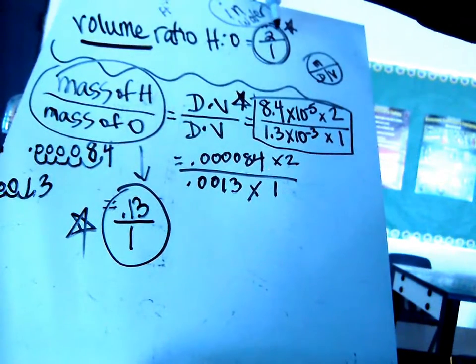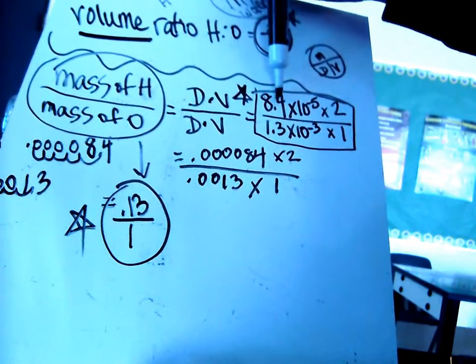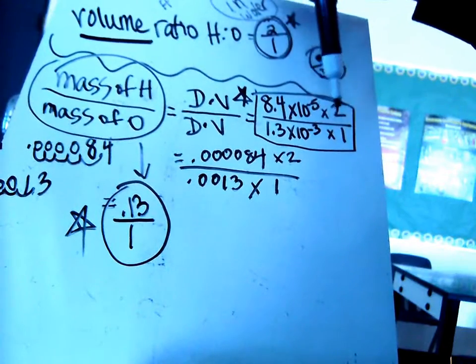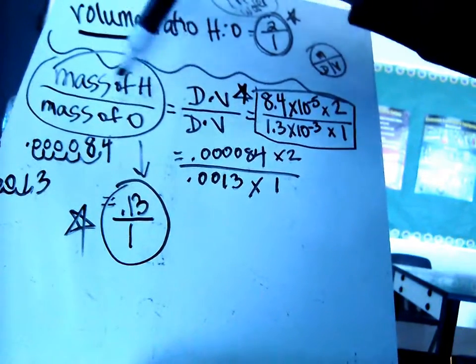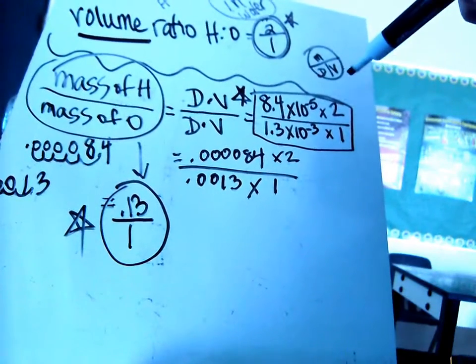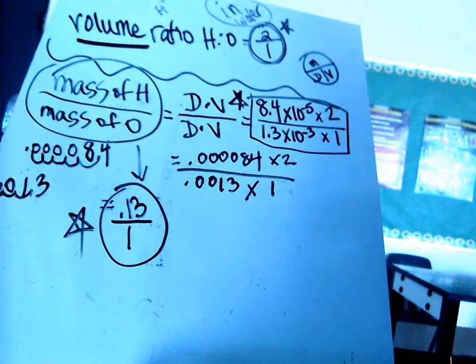We know the volume because that we can measure. And we know the density because we can look that up. So we can multiply the density times the volume for hydrogen, divide it by the density times the volume for oxygen, and get our mass ratio of hydrogen to oxygen. That you need to know no matter what. Please write it down if you're watching this and you weren't in class to do this.